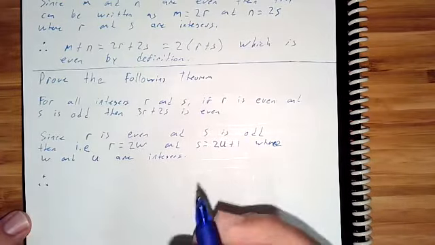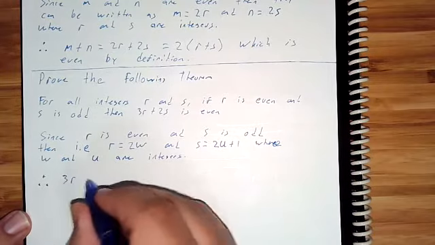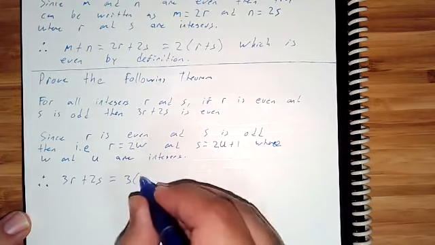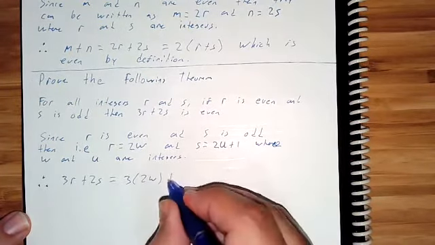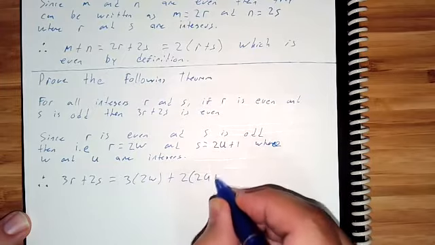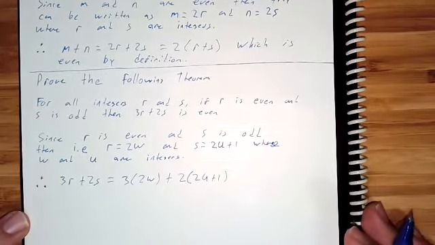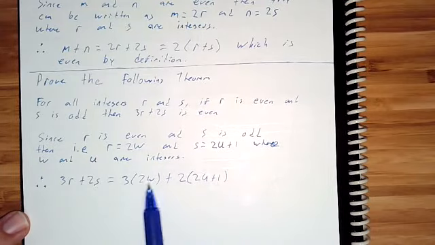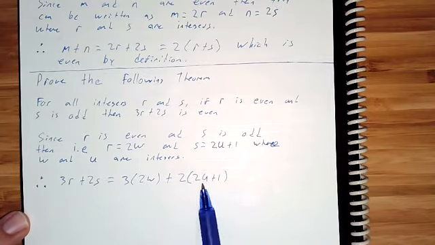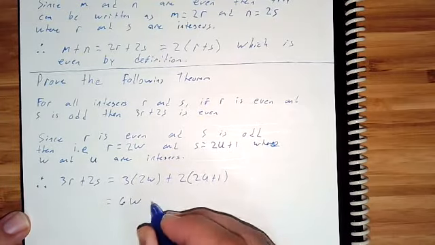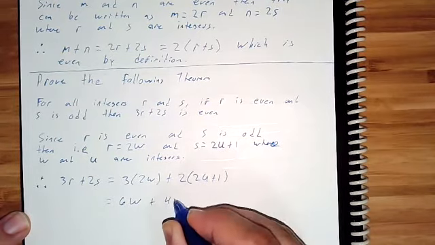Therefore, let's start doing the math here. 3r plus 2s is equal to 3 times 2w plus 2 times (2u plus 1), right? Doing the substitution, just basic algebra. There's my 2w, which is some integer times 2, an even number. This is some odd number, an integer times 2 plus 1. So that will be 6w plus 4u plus 2.